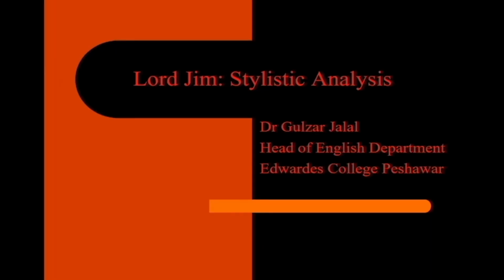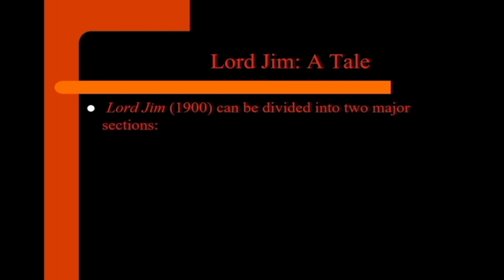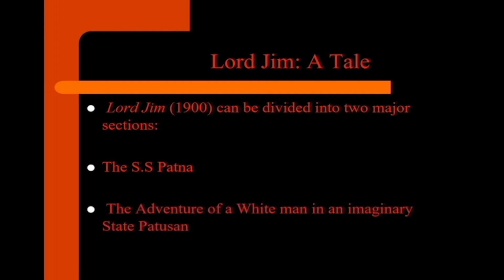Lord Jim, Stylistic Analysis. Lord Jim: A Tale, this novel by Joseph Conrad, can be divided into two sections, that is the SS Patna, and the second section or second part is the adventure of a white man in an imaginary state, Patusan. SS Patna. This is the first part of the novel.